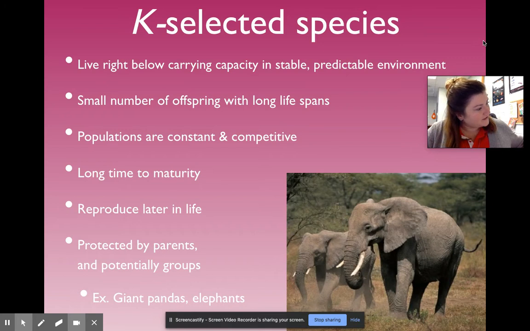I want to make sure I'm on the right page in the notes as well. If you're following along in our student notes, we are on page 6, where it says reproductive strategies and survivorship curves.